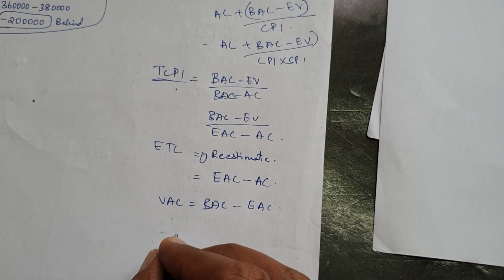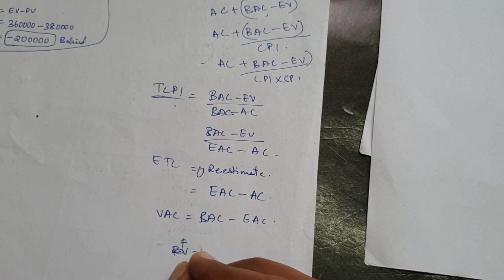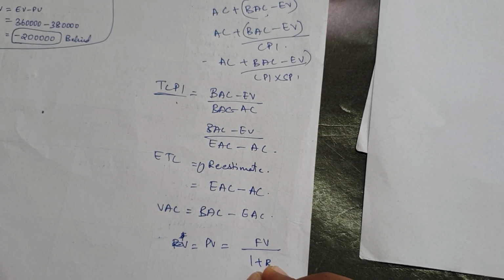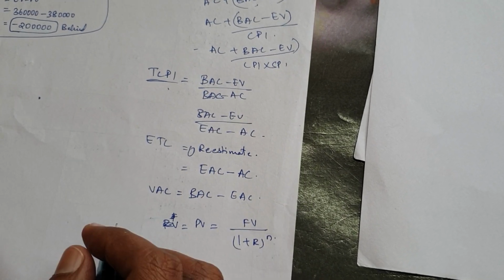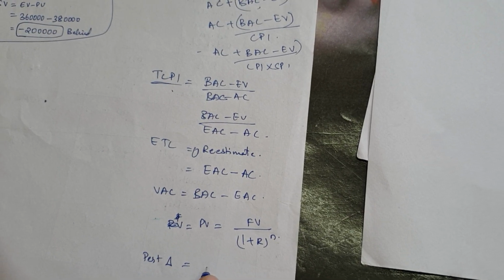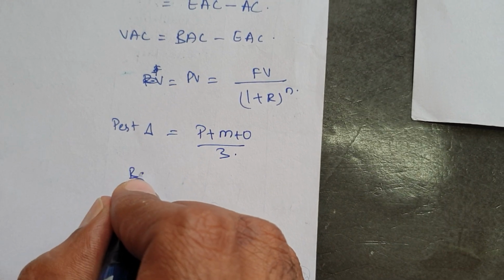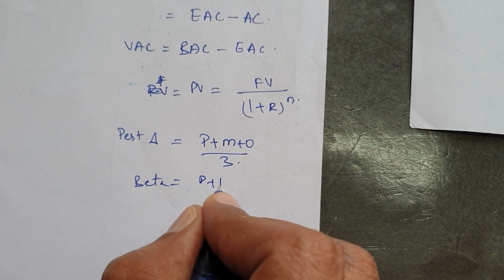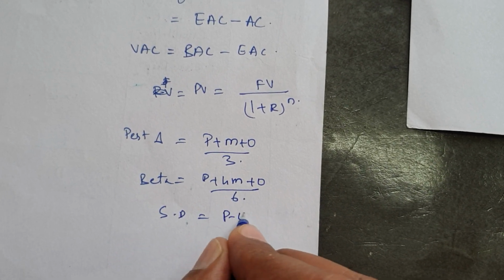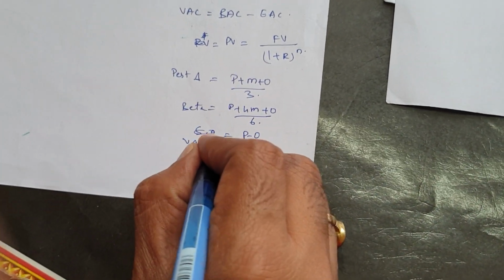Then there are other formulas. Present value is future value divided by 1 plus r to the power n. In the same way you have PERT, which is triangular or straight line: P plus M plus O by 3. Then the beta calculation is P plus 4M plus O by 6. Standard deviation is equal to P minus O by 6. Variance is also calculated from that.